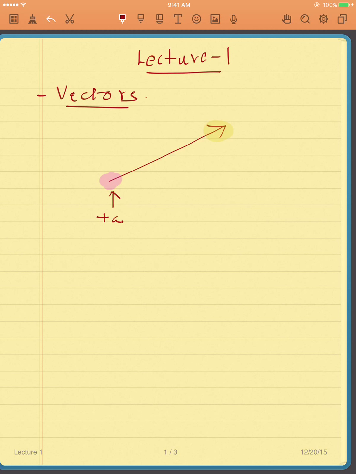Tail and arrowhead. I just avoided putting an arrowhead on the term arrowhead over here, so as not to confuse you guys. So this is the vector, and we'll give it a name. We like to name things, so we'll just call it the vector A for now.